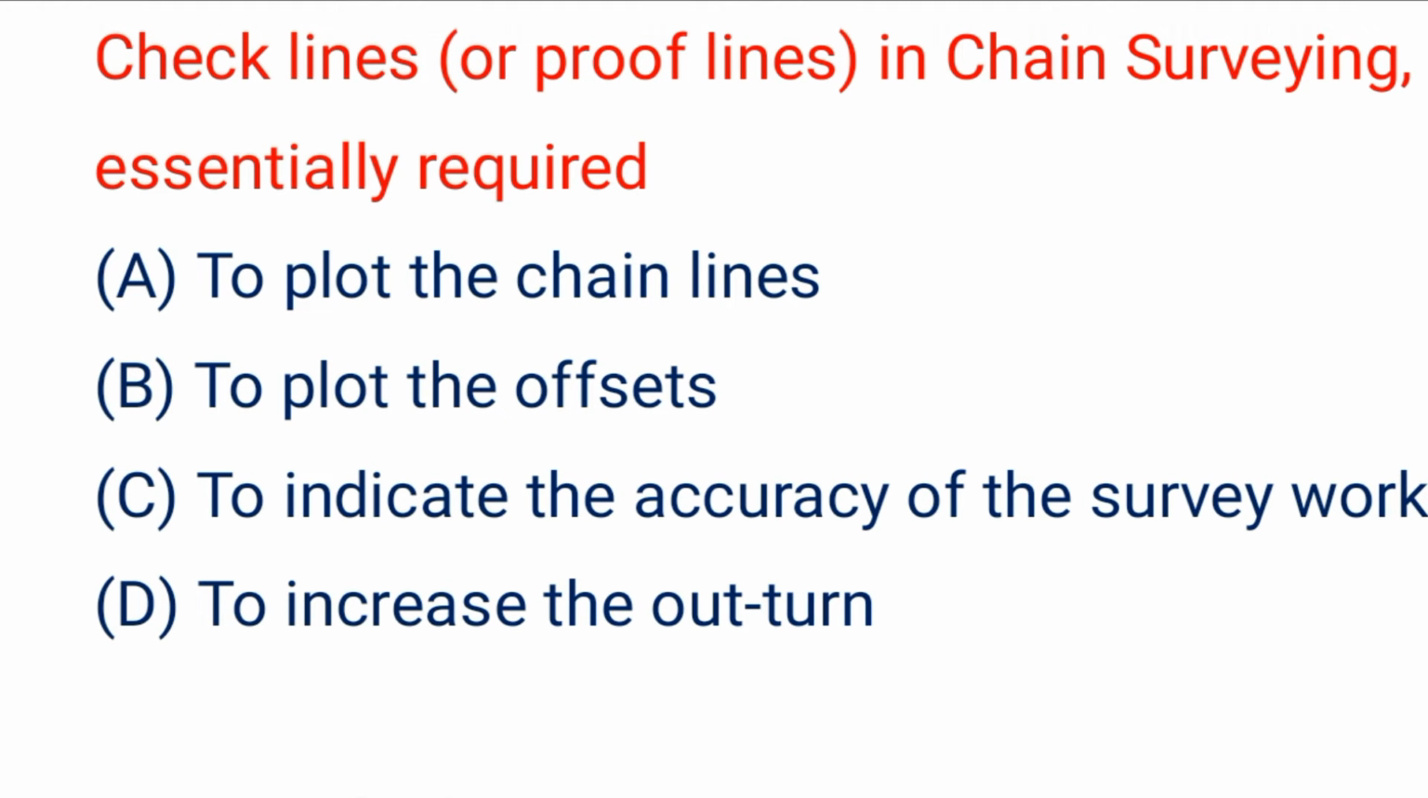Next question, check lines or proof lines in chain surveying are essentially required option A to plot the chain lines, option B to plot the offset, option C to indicate the accuracy of the survey work, option D to increase the outturn. The correct answer is option C to indicate the accuracy of the survey work.